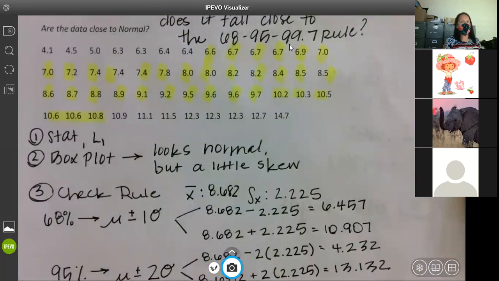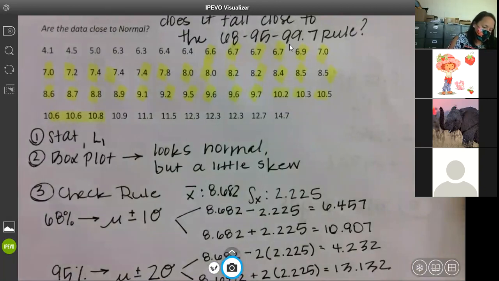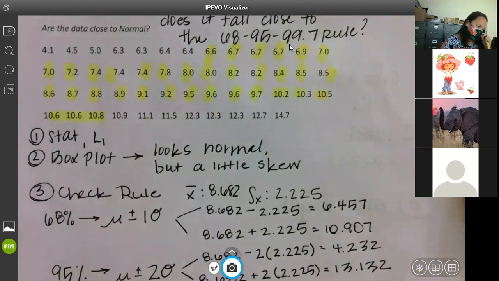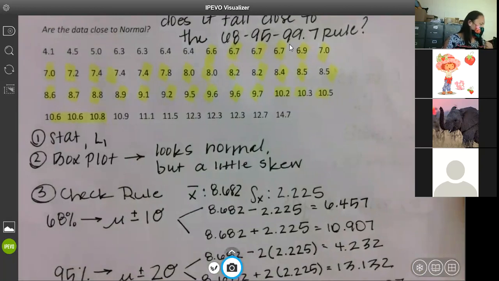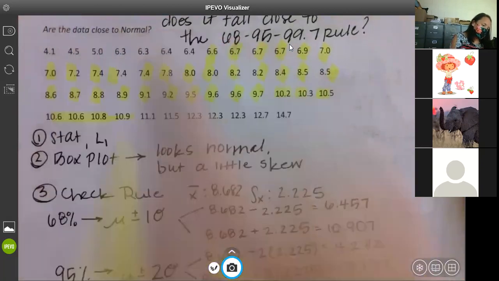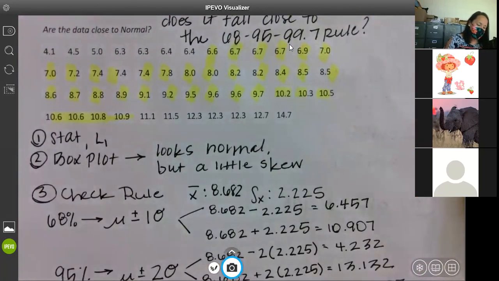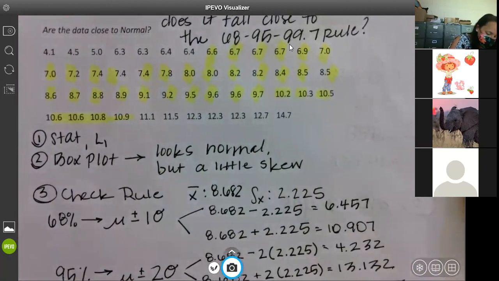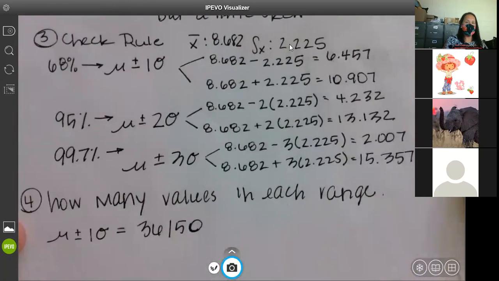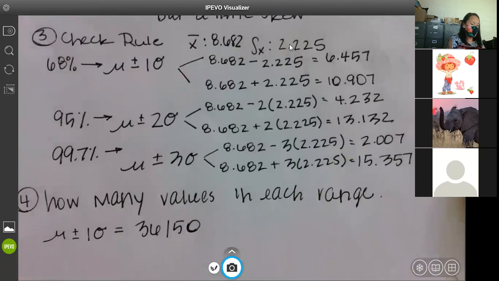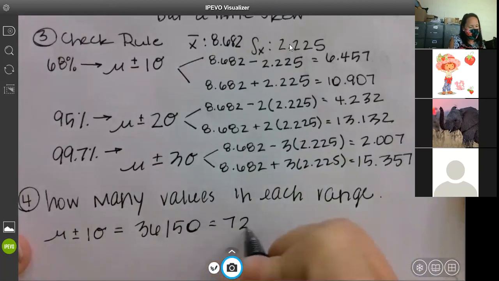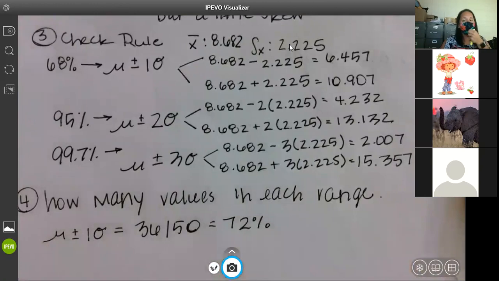How many data points is that? 36. Wouldn't 10.9 be included into that too? Yes, 10.907. Sorry, I was just looking at 10.9. You are correct, thank you. How many data points is that? 36. And that's out of 50 total. So 36 out of 50, which is 72%, which is actually really close to 68.